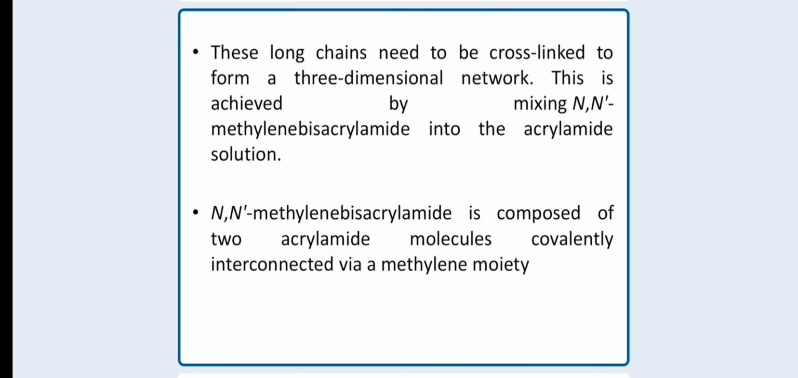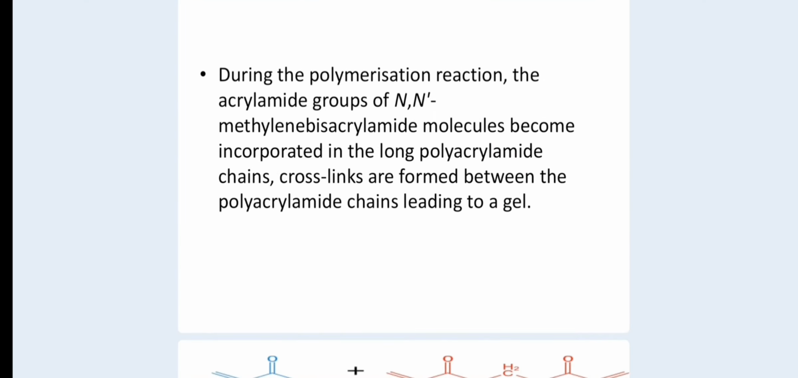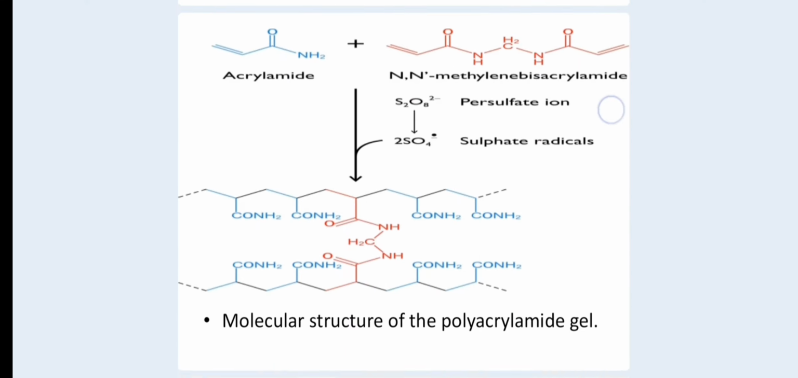This N,N'-methylene bisacrylamide is composed of two acrylamide molecules covalently interconnected by a methylene moiety. During the polymerization reaction, the acrylamide groups of N,N'-methylene bisacrylamide molecules become incorporated in the long polyacrylamide chains. Crosslinks are formed between the polyacrylamide chains, leading to a gel.